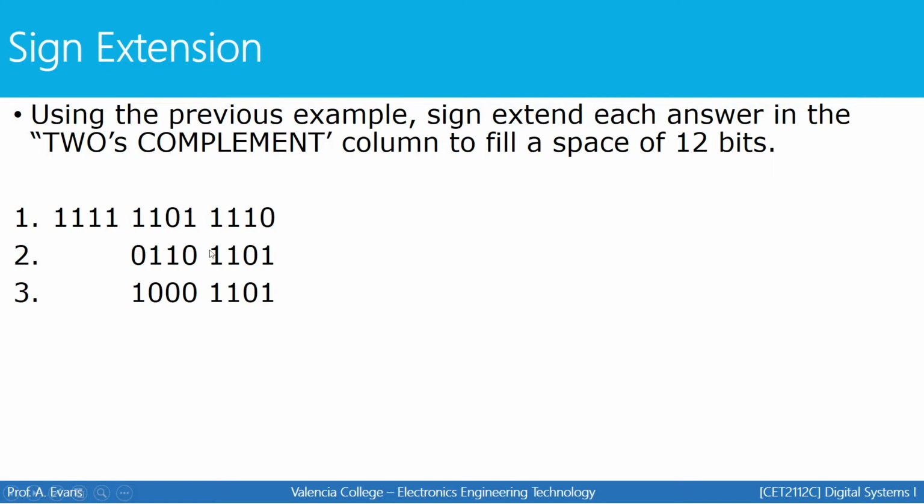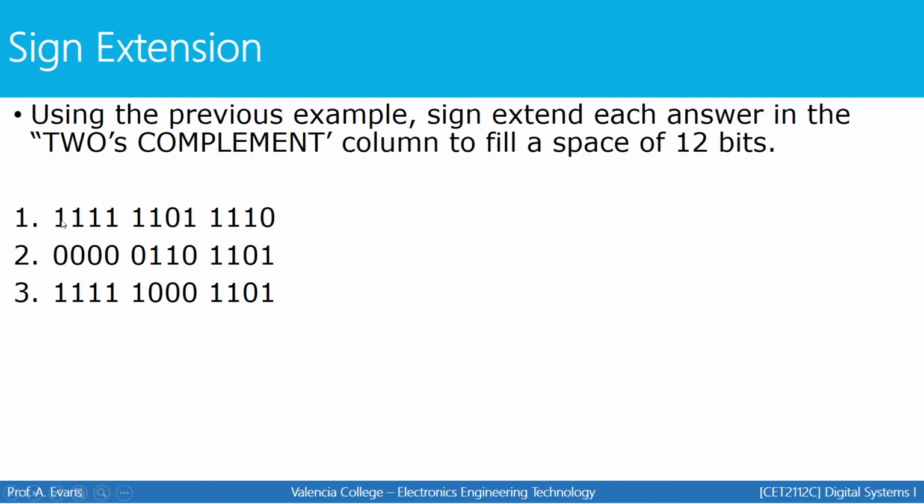If you have a positive number like number 2, the sign extension would be all zeros because the first digit is also a 0. And then with number 3, to sign extend that number, you would again put 1s in the front of the number. And by doing this, we can create a number that is longer in terms of number of bits, but we haven't changed the value of the number.